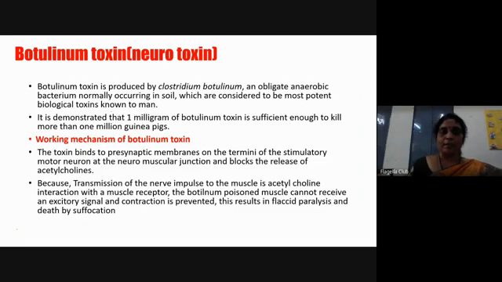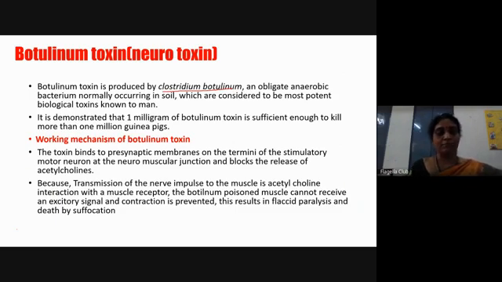Obligate anaerobic bacteria, generally we can see this bacteria in the soil, which are considered to be the most potent biological toxins known to man. And also, it is demonstrated that 1 milligram of botulinum toxin is sufficient to kill more than 1 million guinea pigs. It is one of the powerful toxins.